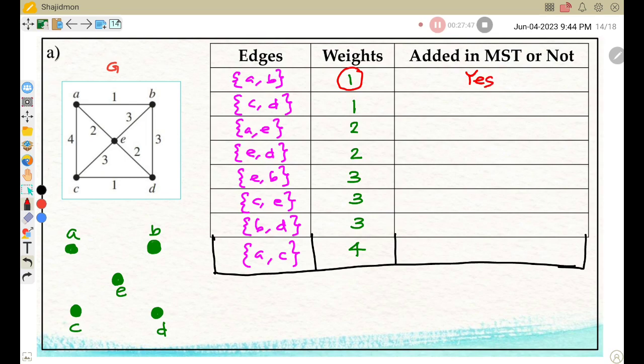What is the first one? AB. AB I am added here. What is the weight of that one? 1. Okay. Only we need to think whether a circuit is forming or not. Simple circuit, if it is forming, we cannot add.